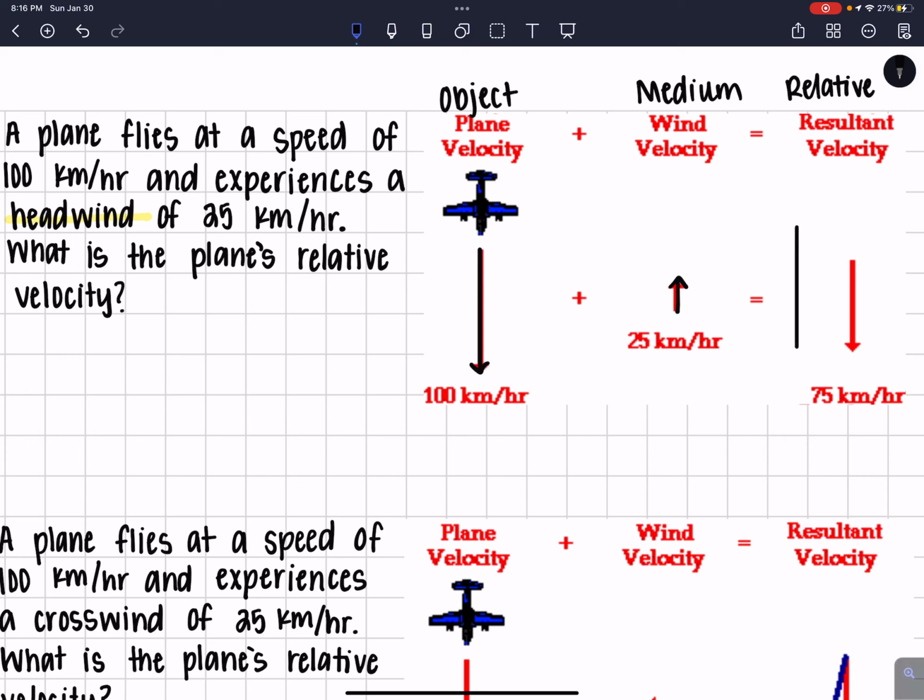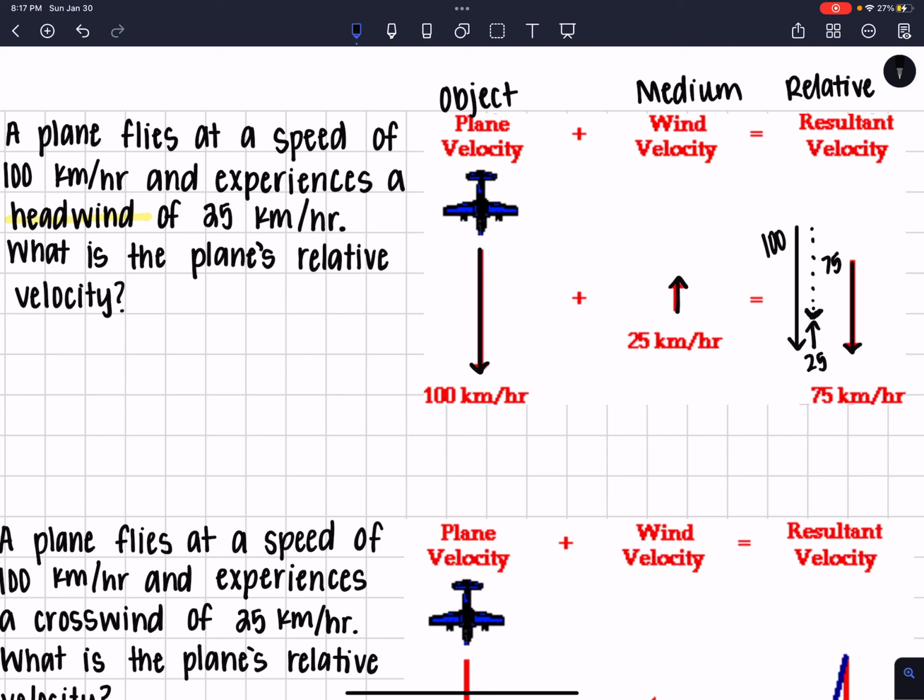If I have 100 kilometers south, let's just say, from my plane's velocity vector, and then I've got the 25 kilometers north from the wind's vector, my resultant is going to be what's left over between those two, which is going to be 75 kilometers per hour south, which is how I end up getting this resultant vector, this relative velocity, right here.